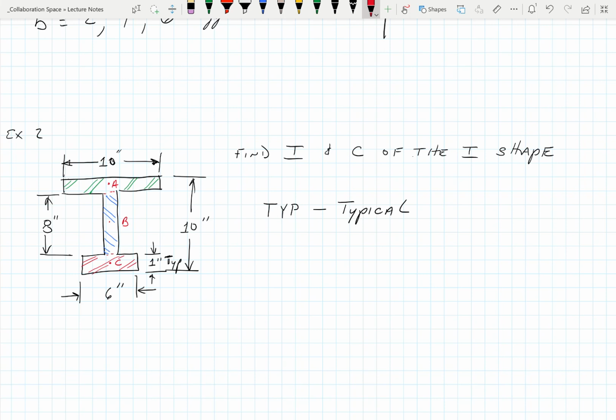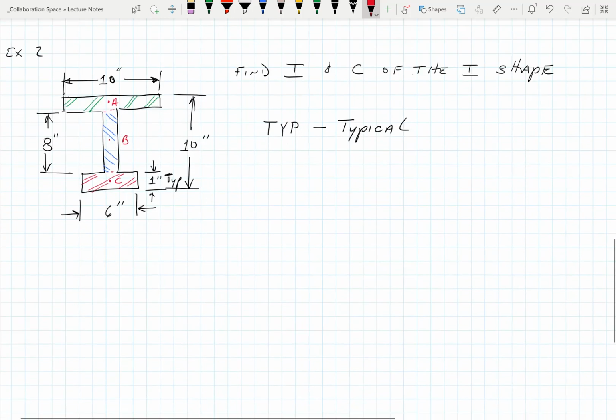Okay, so we got 3 different shapes in there. I did it in 3 different colors so you can see it. You don't have to. Just know that we're going to break it into 3 different shapes. Okay? Cool? All right. So we have to find the C and I. And there's a table that I'm going to show you here. It's going to make your life somewhat simpler or more complicated.